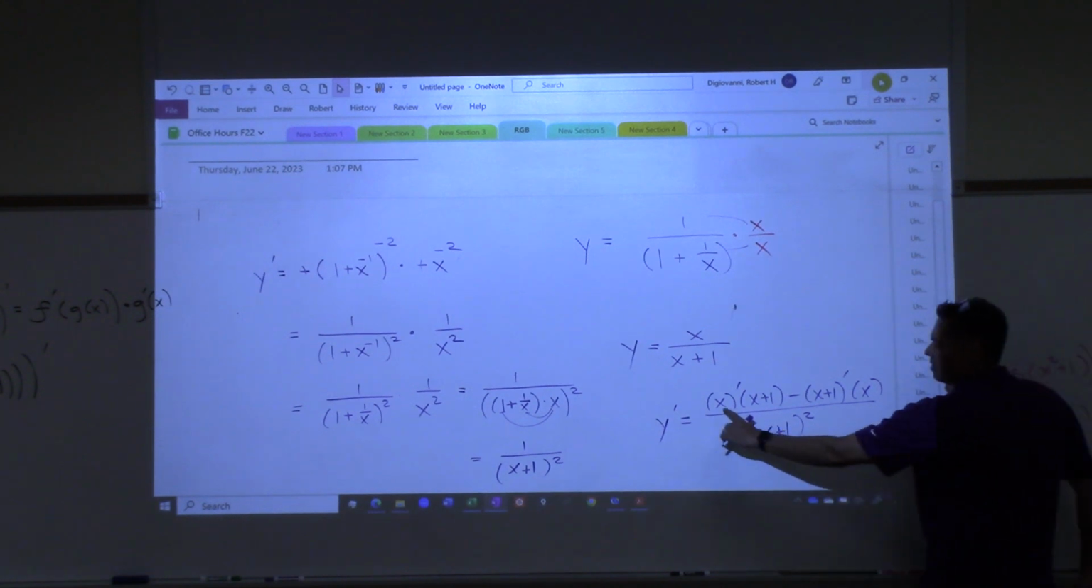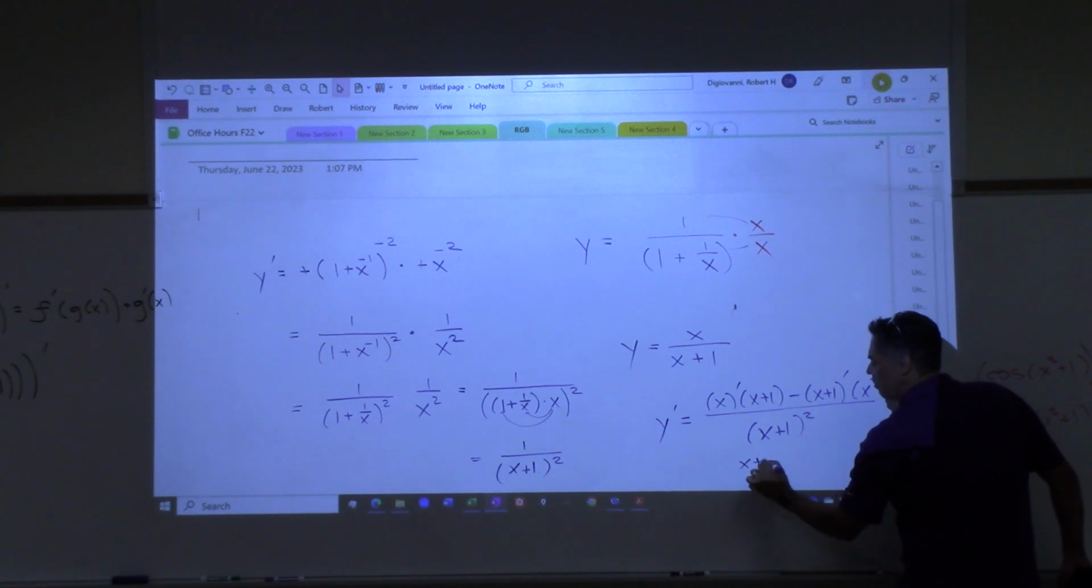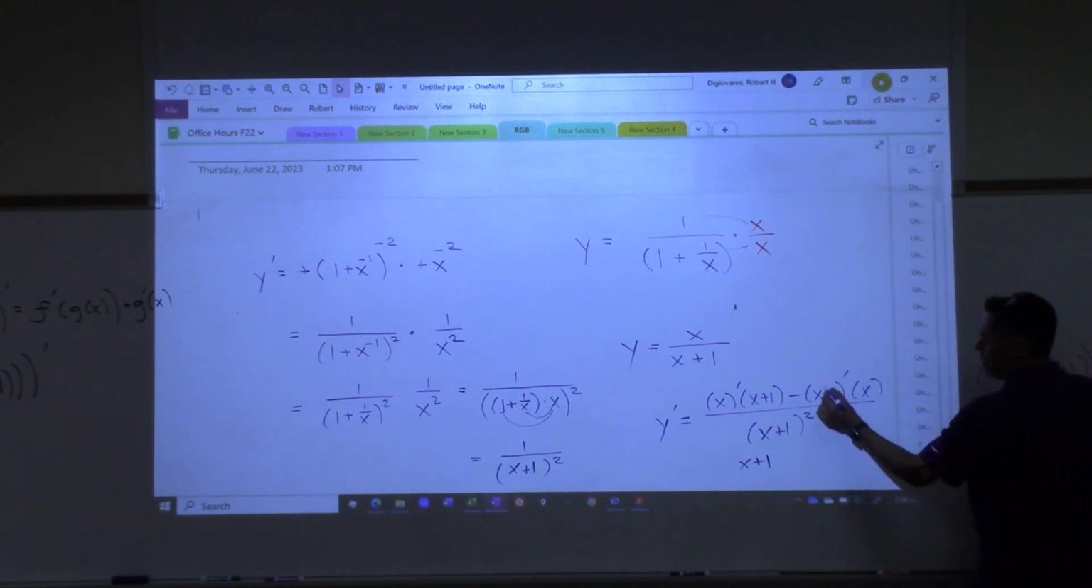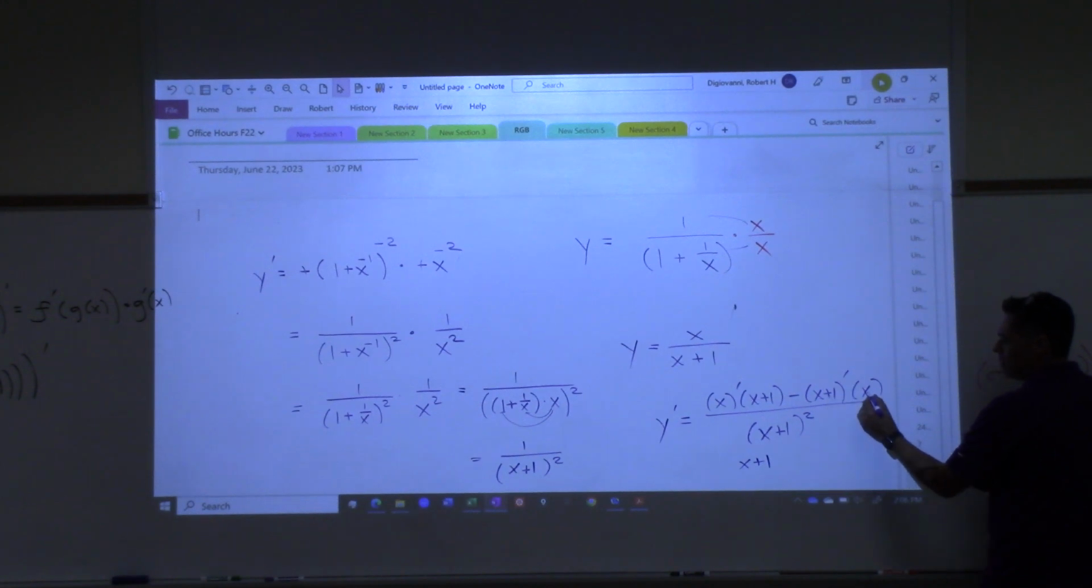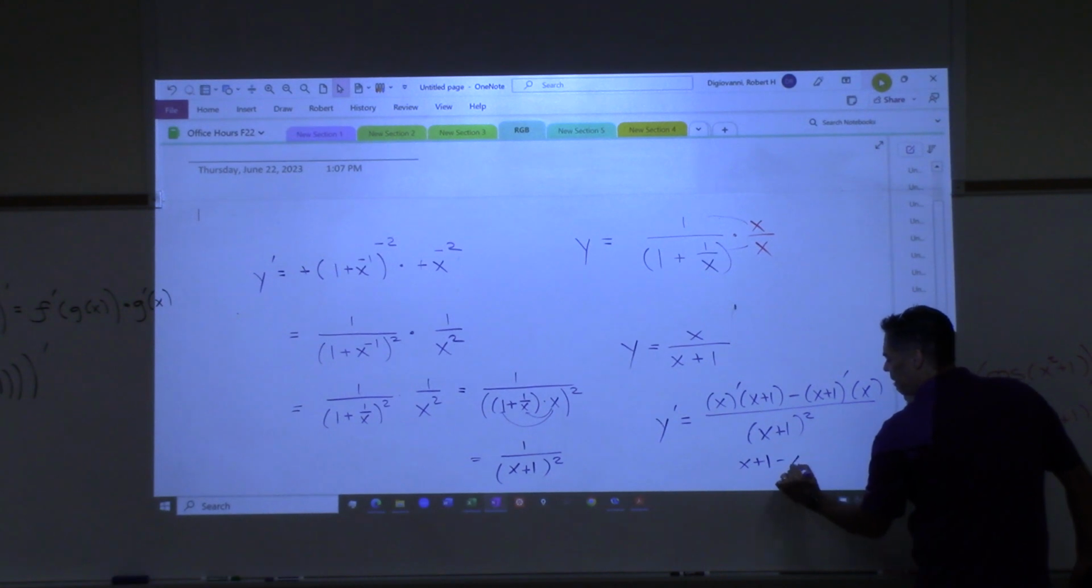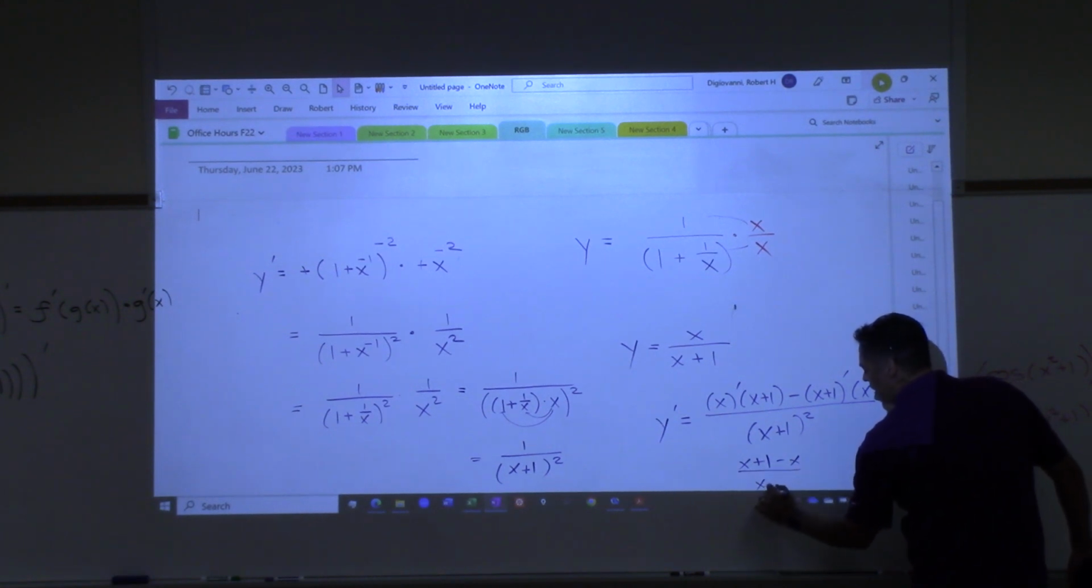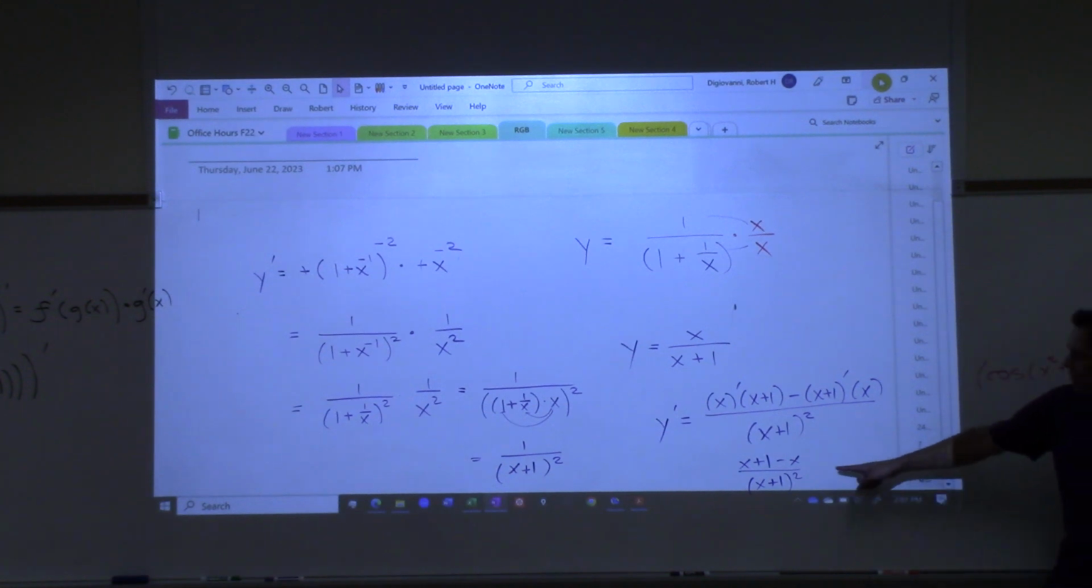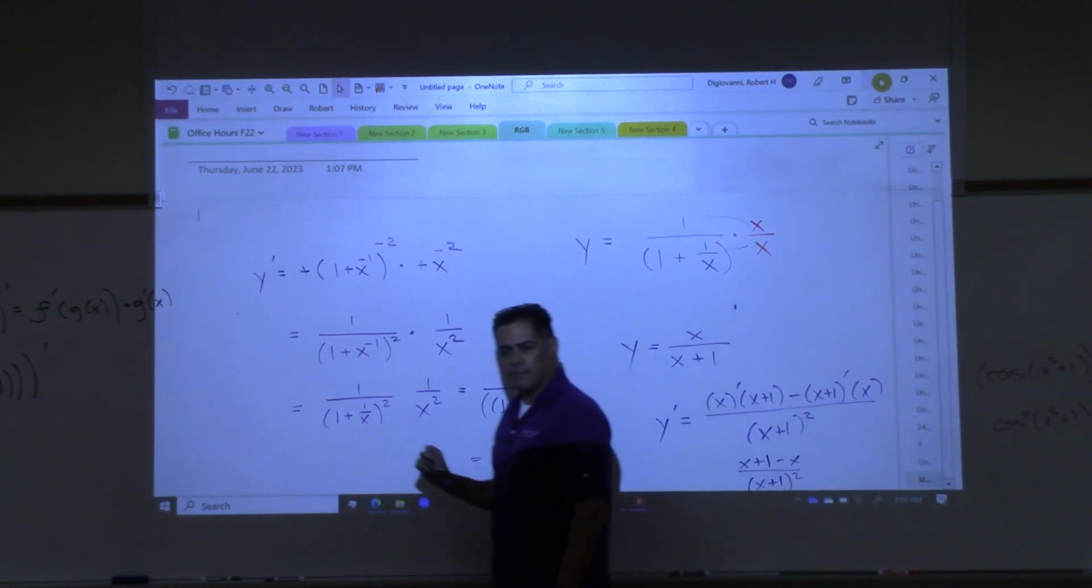And derivative of x is 1, and 1 times that is x plus 1. And then over here, what's the derivative of x plus 1? 1, and then times x. So x and then minus, so minus x, and then all over, not common denominator, all over this denominator. And do you see, you get the same answer.